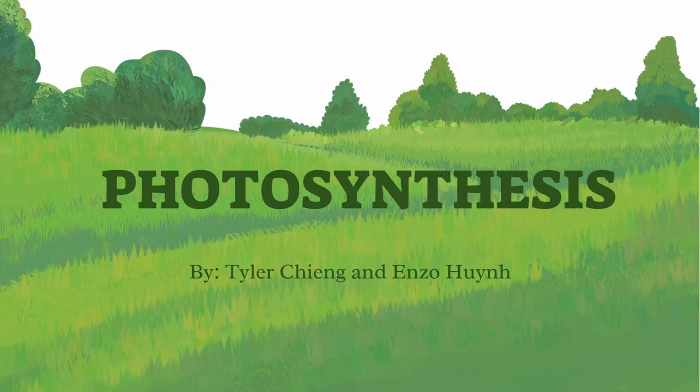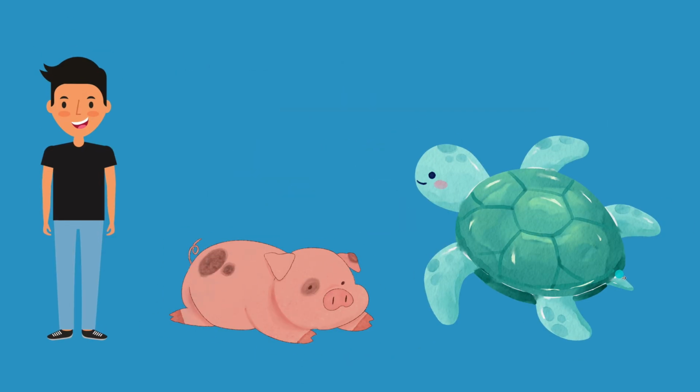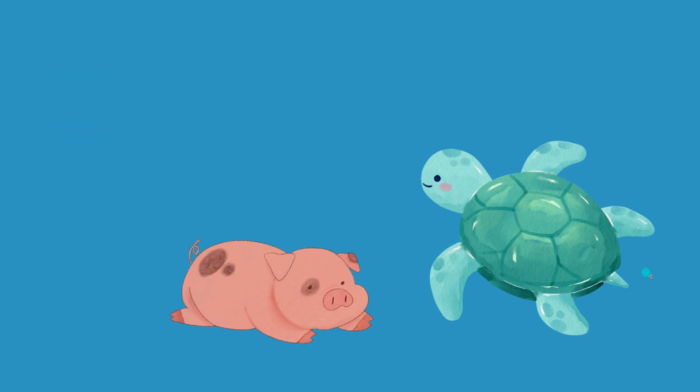How do plants and animals get energy? Well, us humans and animals get energy by eating food. So food equals energy, or ATP.